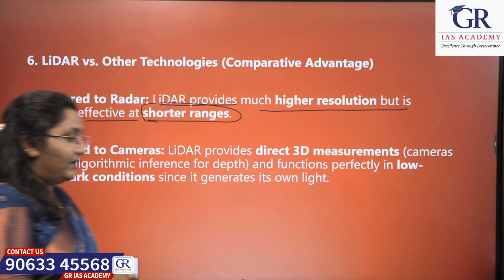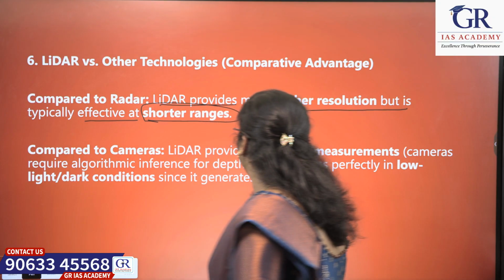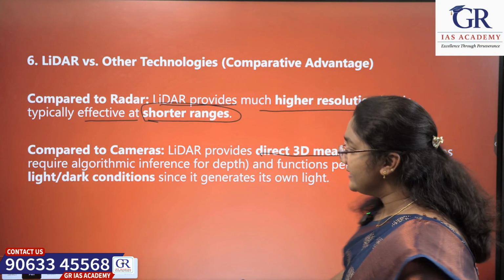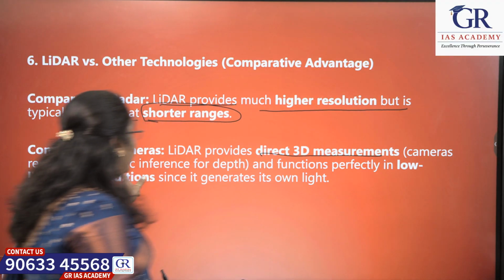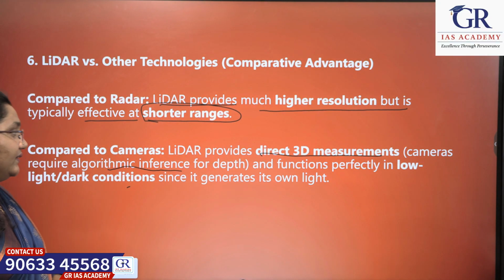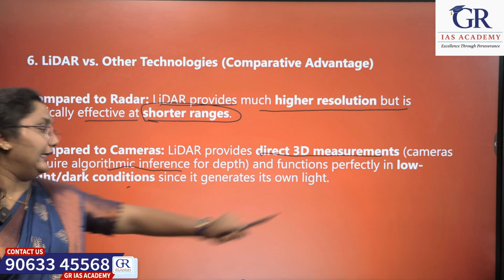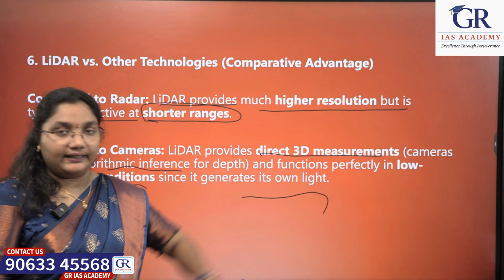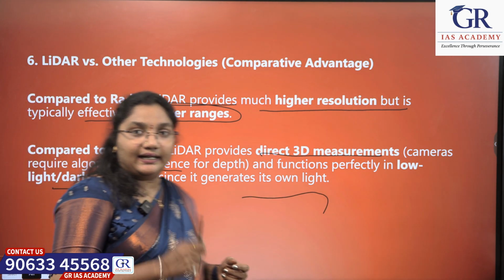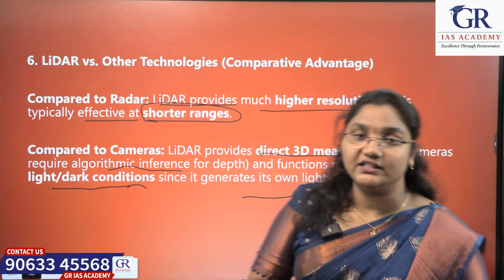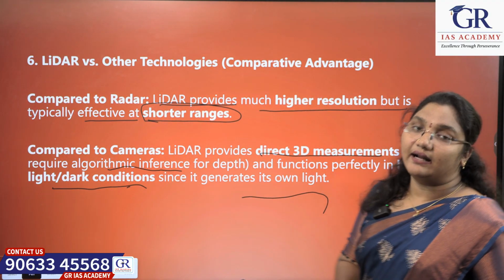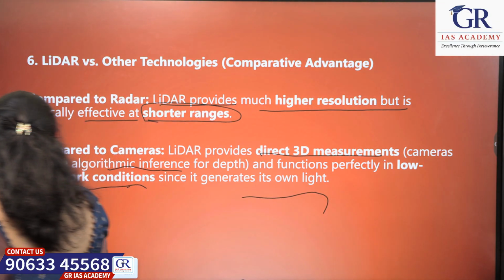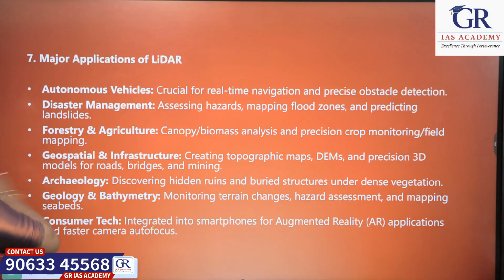Compare it to cameras. LiDARs provide direct 3D measurements, whereas cameras require algorithmic inference for depth. LiDAR also functions perfectly in low light or dark conditions since it generates its own light. Cameras need light and cannot detect in dark conditions, but LiDARs can. This is what we can say about the comparisons.